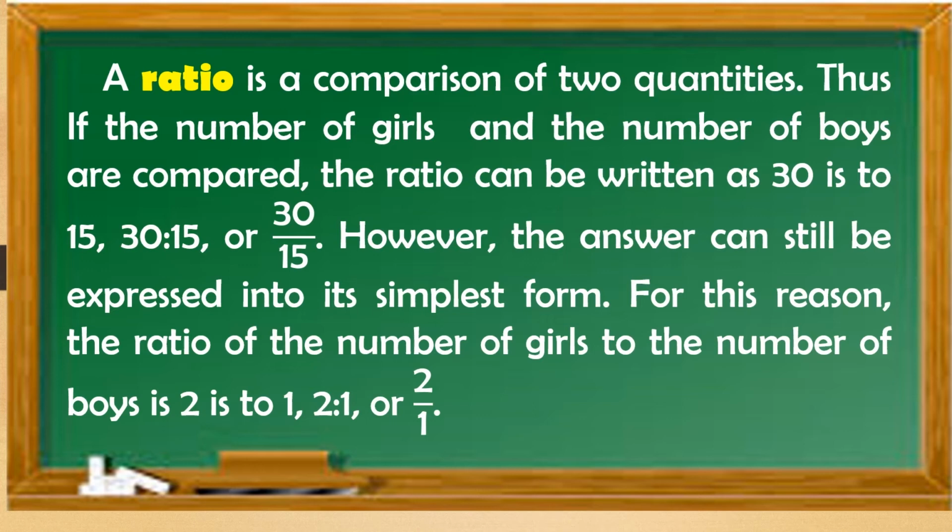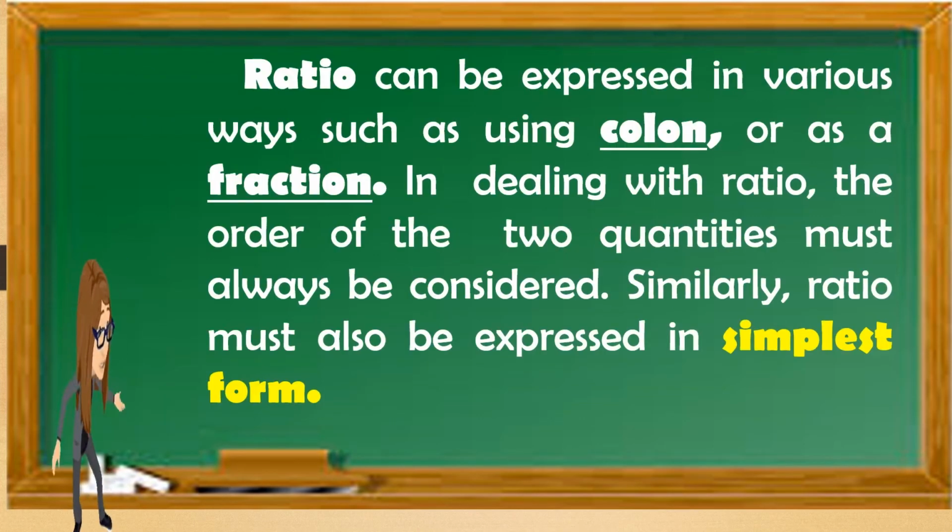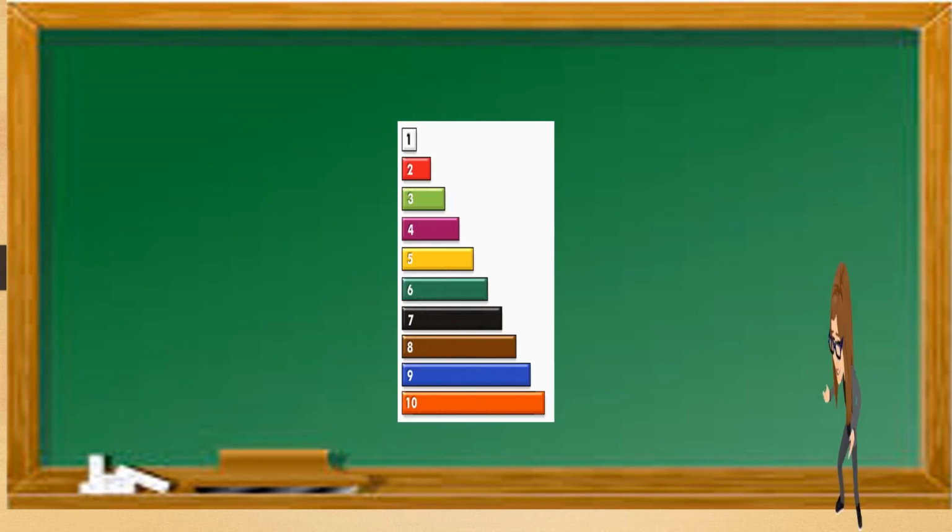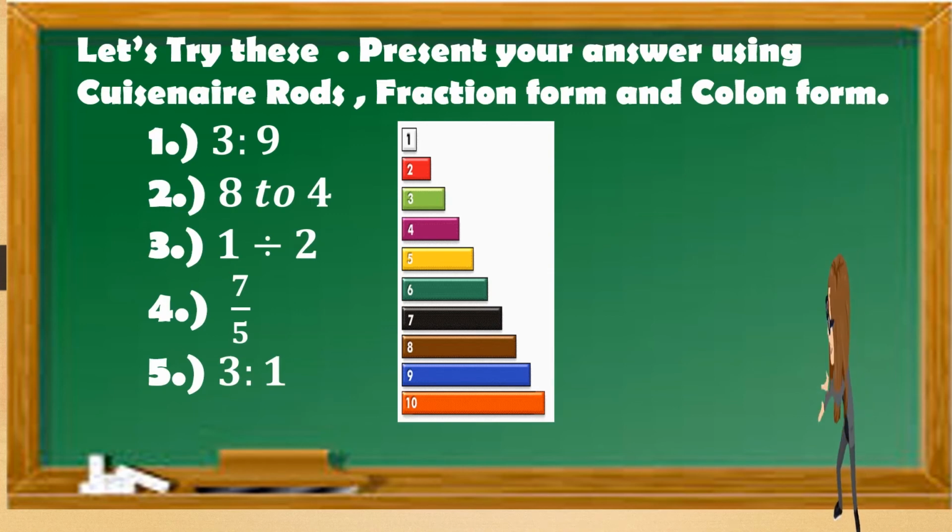Okay, so ratio can also be expressed in various ways, such as using colon or as a fraction. In dealing with ratio, the order of two quantities must always be considered. Similarly, ratio must also be expressed in simplest form. Okay, class, let us try this. Present your answer using Cuisenaire rods, fraction form, and colon form. I'll give you time to think and answer.